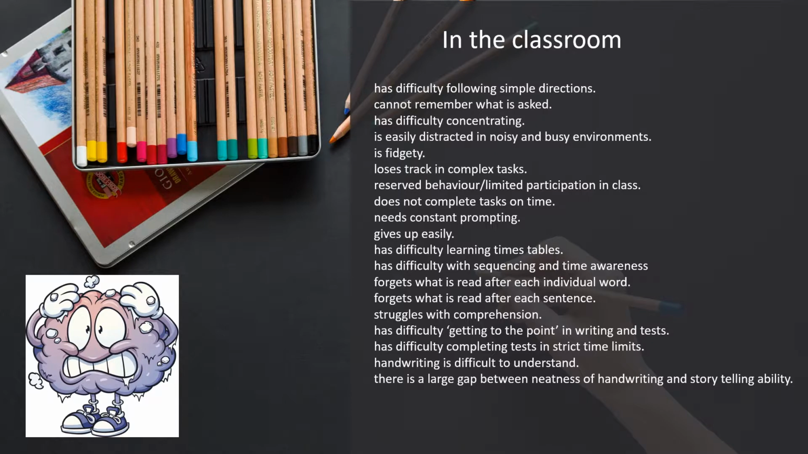So these children also need constant prompting. Come on, little Joey, hurry up. Little Joey, come on, mate, we're almost there. Keep going, you can do it. Gives up easily. They have real difficulty learning their times tables. And so remember, we're crossing over the phonological and the visuospatial sketch pad here. Difficulty learning times tables, difficulty with sequencing, forgets what is read after each individual word, forgets what is read after each sentence.